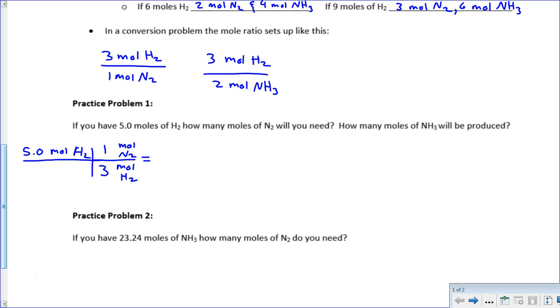We have 2 sig figs from 5.0 moles, and then the mole ratio itself, that 1 and the 3, are perfect numbers. Those are perfect mathematical ratios. It's a 1 to 3 ratio, and in that situation, one of those infinitely many sig figs situations, we won't count the 1 and the 3 when counting sig figs because it's a perfect number 1 and a perfect number 3. So 5.0 is what we're looking at. We had 2 sig figs to start with, so we're going to end up having 2 sig figs in the end. That is 1.7 moles of N2.